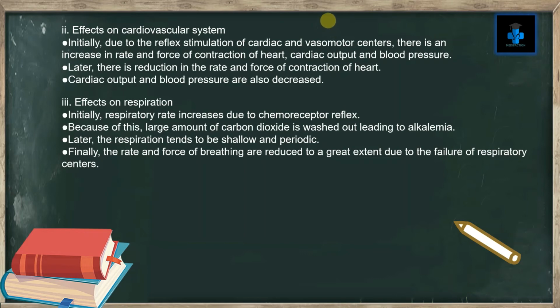Number 3. Effects on respiration. Initially, respiratory rate increases due to chemoreceptor reflex. Because of this, large amount of carbon dioxide is washed out, leading to alkalemia. Later, the respiration tends to be shallow and periodic. Finally, the rate and force of breathing are reduced to a great extent due to the failure of respiratory centers.